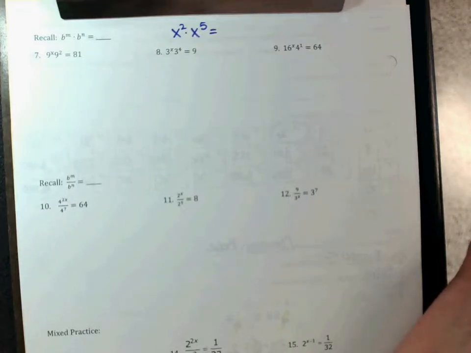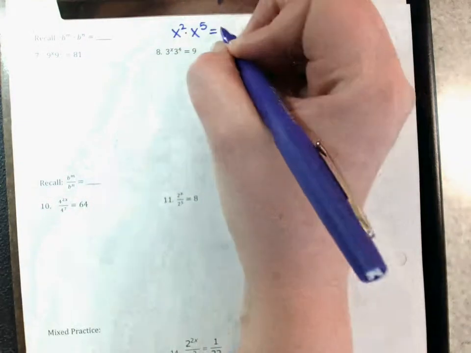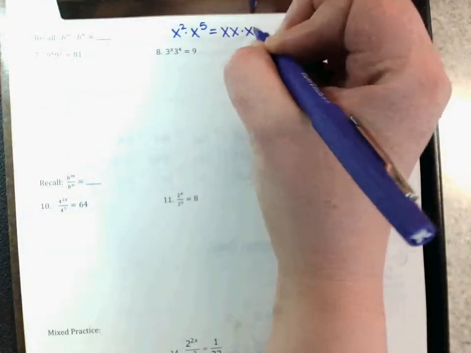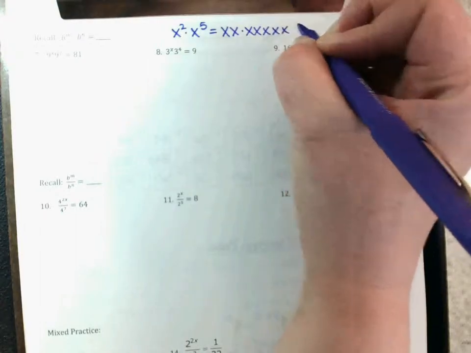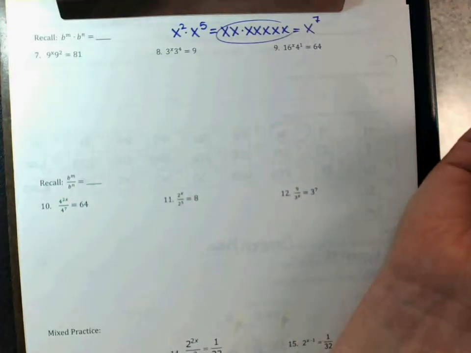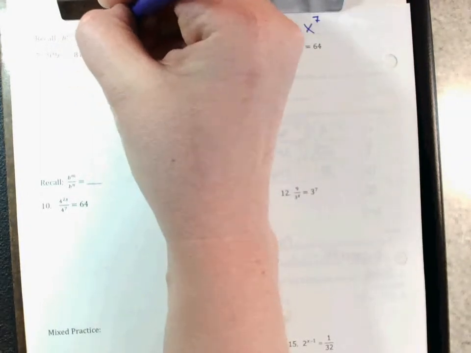Okay, this is why. x squared is x times x. x to the 5th is 1, 2, 3, 4, 5. So remember that when I multiply, I just add them up. That's x to the 7. So if you wanted to reduce this, you would do b to the m plus n.